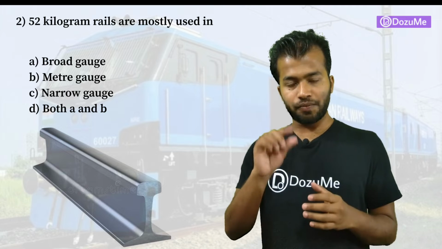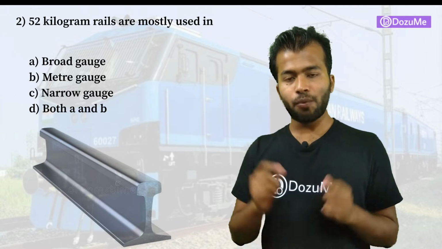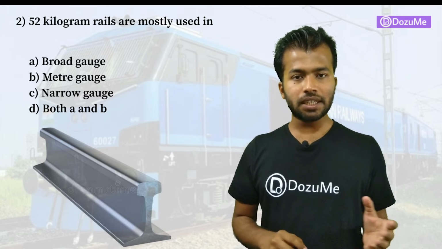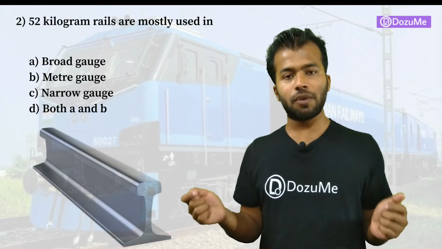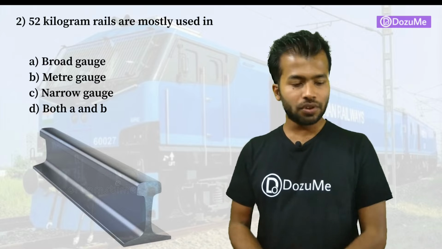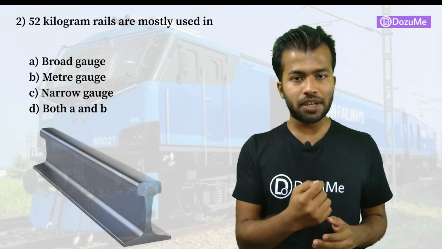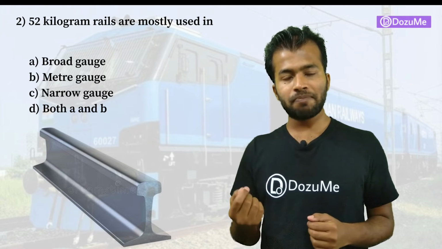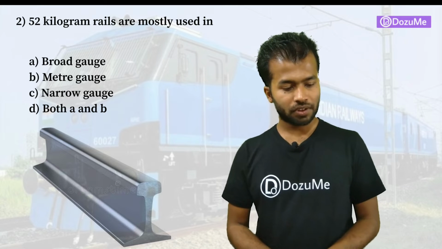So the weight of the rail also varies. For the case of narrow gauge, the 1 meter rail section weighs up to 25 kg. For the meter gauge, it will vary from 25 to 35 kg, and for the broad gauge, the 1 meter rail section will weigh 35 to 55 kg. So you have to remember this. For the narrow gauge, the weight will be up to 25 kg. For the meter gauge, 25 to 35 kg, and for the broad gauge, 35 to 55 kg.